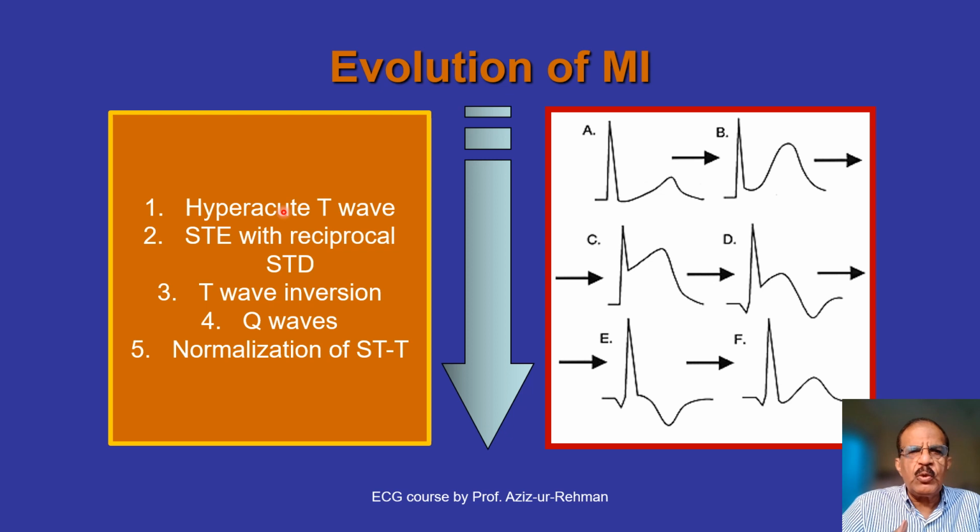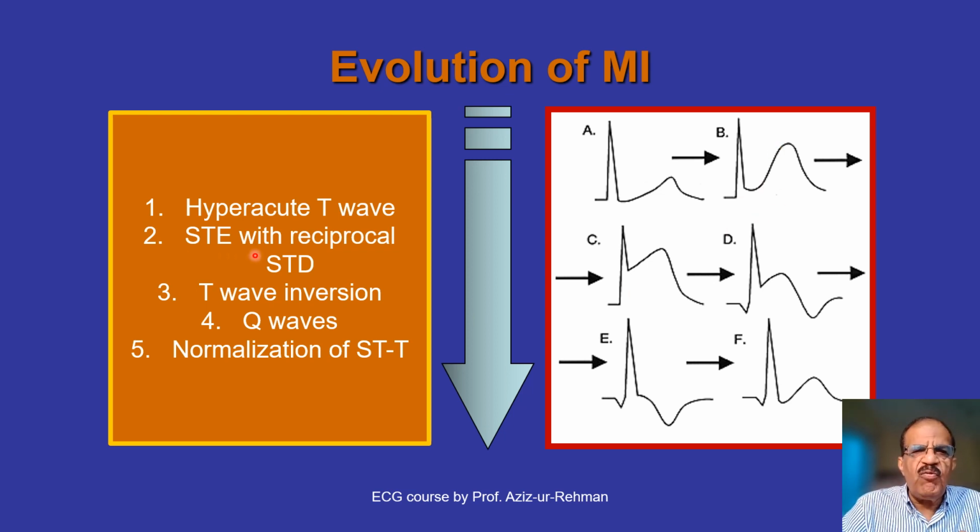Only those patients who present to the hospital very early or those who develop myocardial infarction while they were already in the hospital, they would show these changes, hyperacute T wave as shown here. This would be a temporary change. It must evolve into further changes. If it persists, that means it may be due to some other cause. There are other causes of hyperacute T wave.